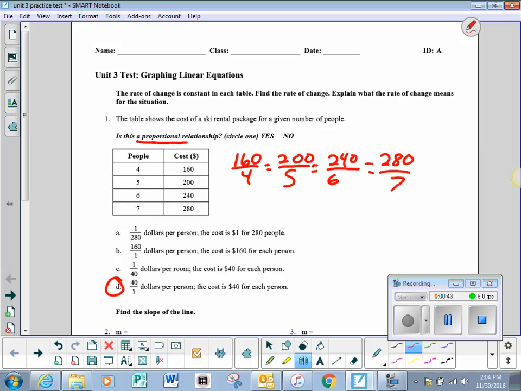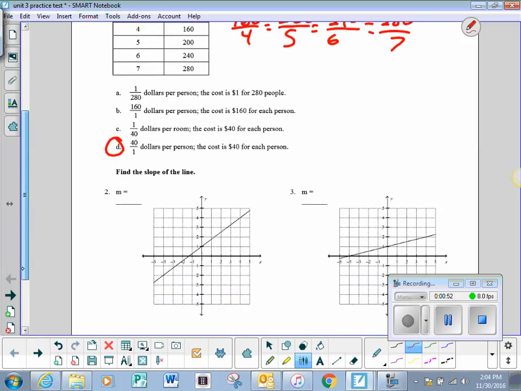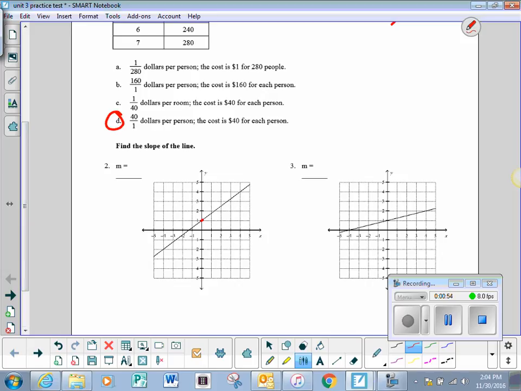Is this proportional? Well, if these are all equivalent, then the answer is yes. So that one was worth 2 points. Yes and B. Number 3, if I do rise over run, rise 3, run 4, the slope is 3/4. If I do rise over run here, we rise 1 and run 4, so that one will be 1/4.